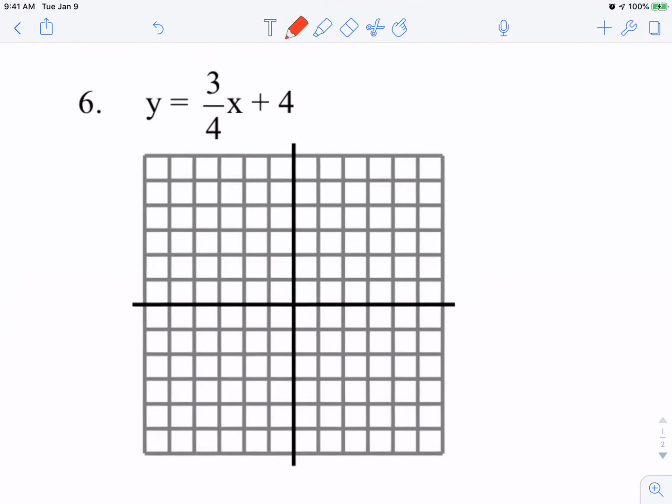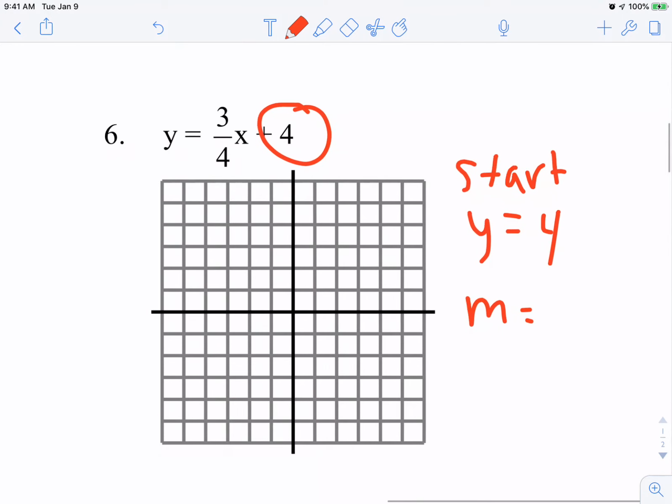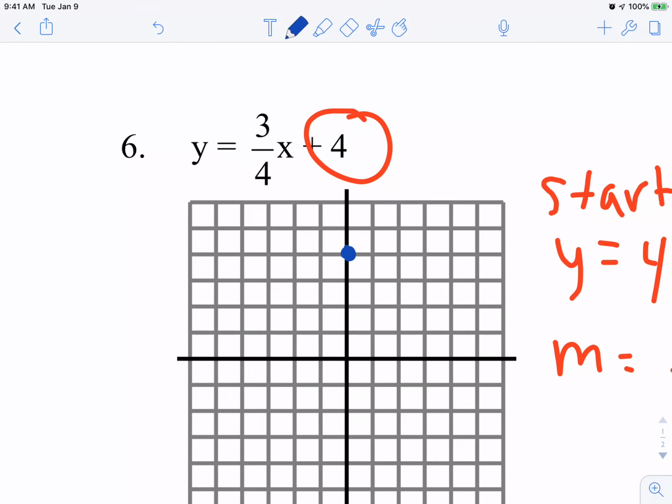Okay, number 6. I'm going to start at y is equal to 4, that 4 right there. And then my slope is 3/4. That tells me that I need to go up 3 and right 4. So starting at y is equal to 4, I need to go up 3 and right 4.